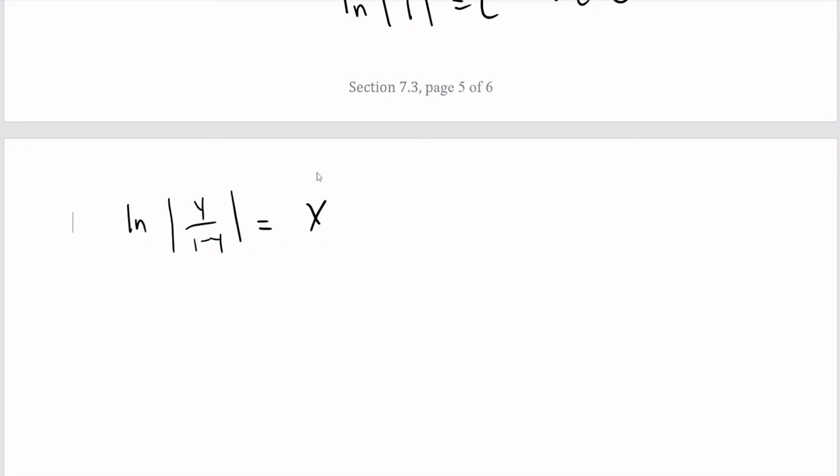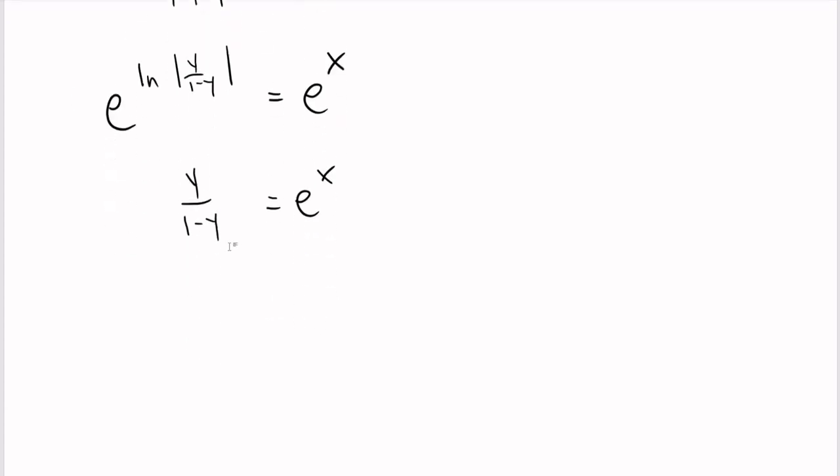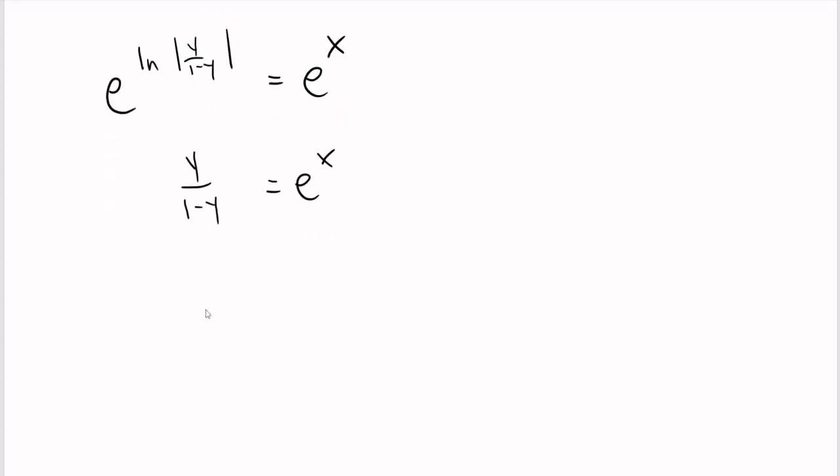Okay, so let's think this through. How do we get rid of the log? Let's exponentiate everything. Y over 1 minus y equals e to the x over here. Okay, so then we can cancel these. We have y over 1 minus y equals e to the x. Now let's try to break all these y's out. So this is going to be y equals 1 minus y times e to the x, multiply, because again, we want to get y by itself. So it seems like we're kind of messing things up here, but don't worry, we're going to get there.